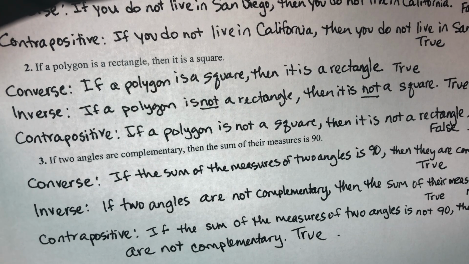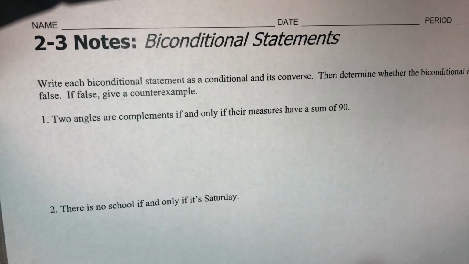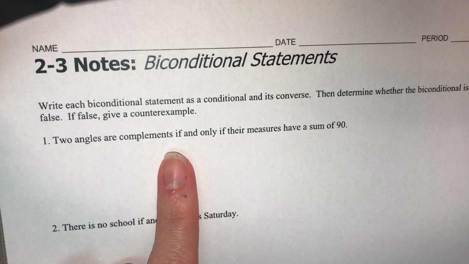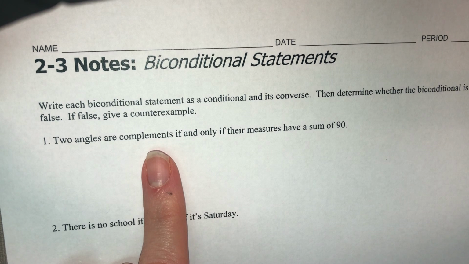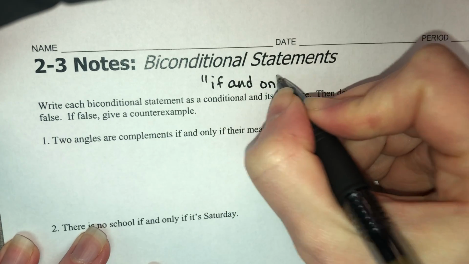Okay, so we got to look at the hypothesis, the conclusion, if-then form, looking at conditional statements, converse statements, inverse statements, and contrapositive statements, and looking at whether or not they are true, how to write them and evaluating them. Now, we're also going to learn about biconditional statements. A biconditional statement is a statement in which both the conditional and the converse are both true. And in order to write a biconditional statement, we use the words if and only if.